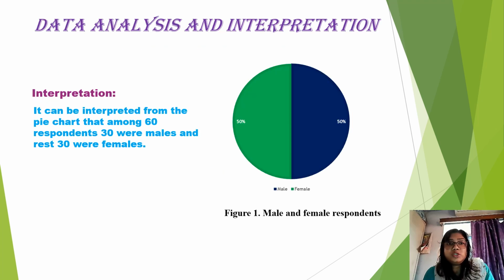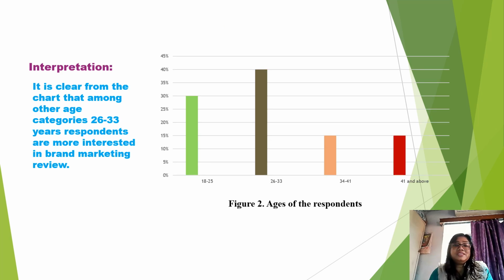Now I come to data analysis and interpretation. When I pasted the Google Forms link on different social media, I found that among 60 respondents, 30 men were interested in filling up the form, and similarly, 30 women were interested. So we can see that 50% were male and 50% were female. From this chart, it is clear that people aged 26 to 33 are more brand conscious. They buy branded things much more than the other categories.